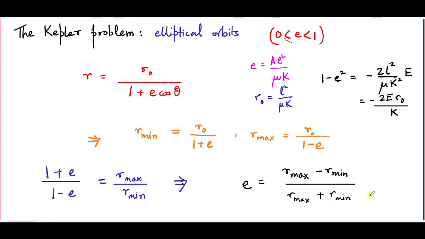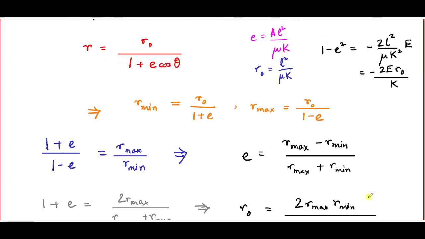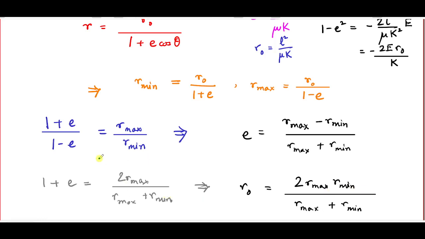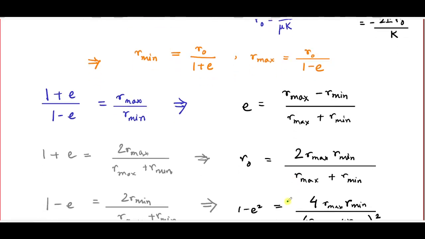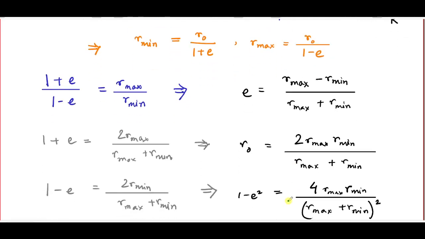A few alternative forms for this expression actually come in handy. It's easy to see, for example, that 1 plus e is simply twice r_max by r_max plus r_min. So r0 can be written in terms of the maximum and the minimum distance as well. It's just twice r_max r_min by r_max plus r_min. 1 minus e, on the other hand, is twice r_min divided by r_max plus r_min. So the product of the two gives you 1 minus e square is 4 r_max r_min by r_max plus r_min whole square.